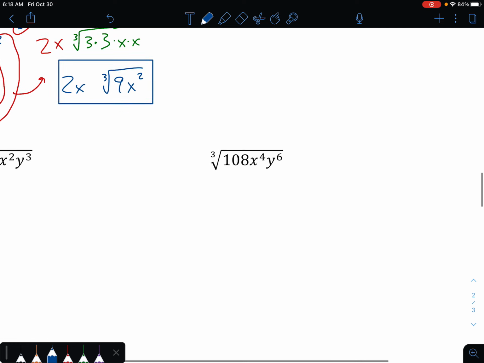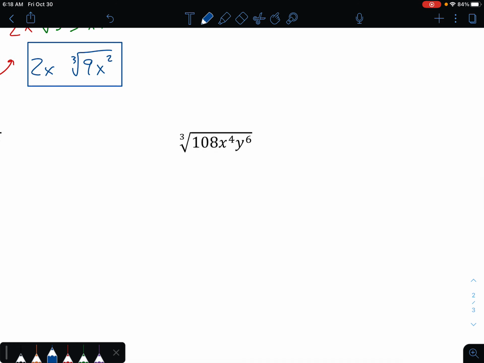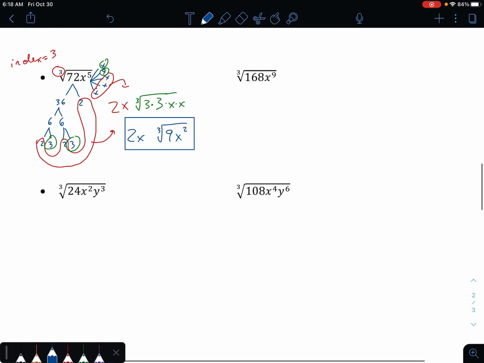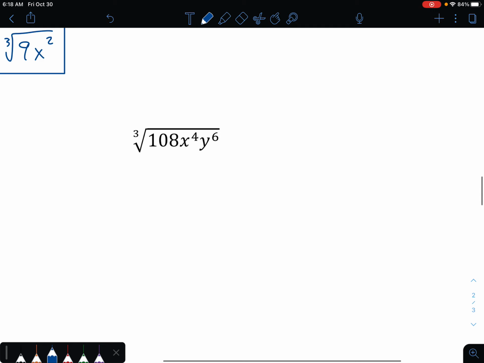Let's look at the one down here, 108, because if you can do this one, the other 2 on the page are pretty easy. And I wanted to do that example with 72 because we saw 72 up above. Okay, this has 2 variables. So again, index of 3. I'm looking for 3 numbers when I'm looking for triples.